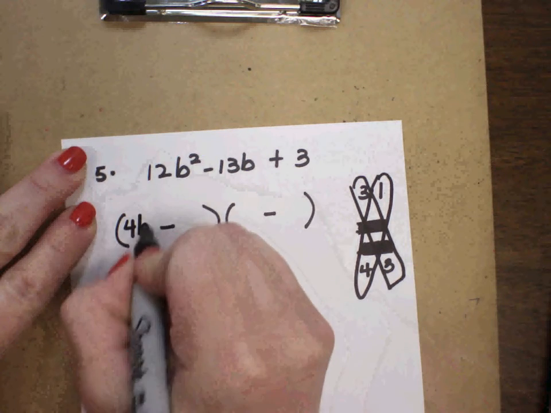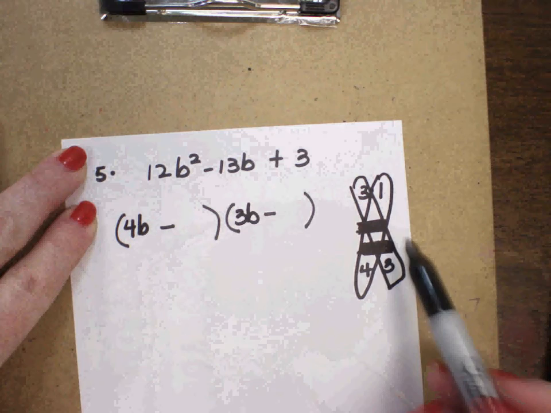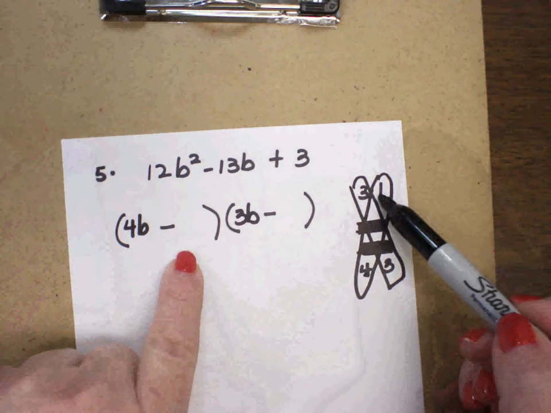And then 3 and 3 need to be in the different parentheses, right? Because we're in doubt, we're going to check it out.